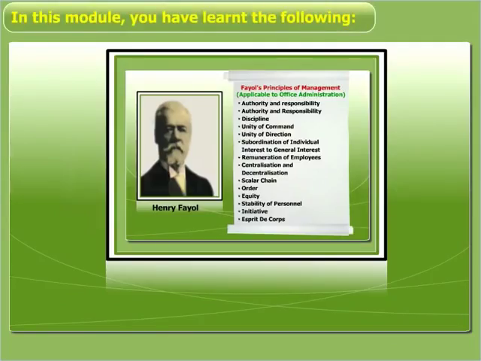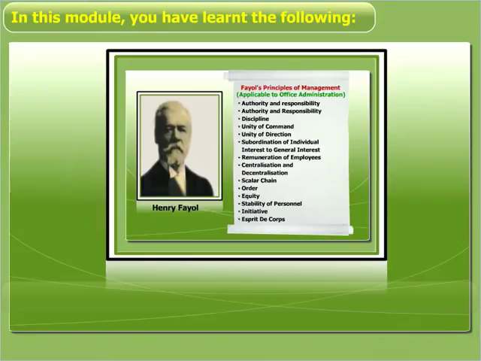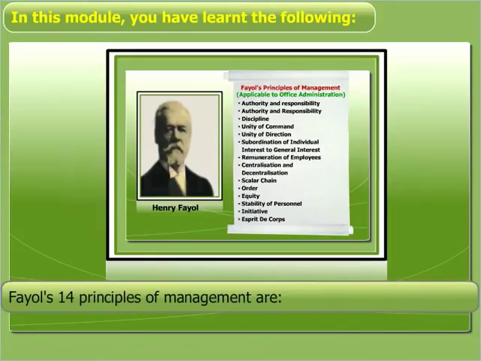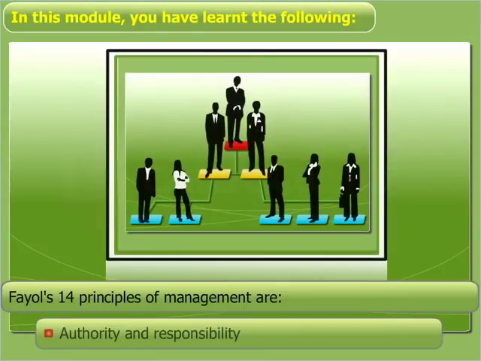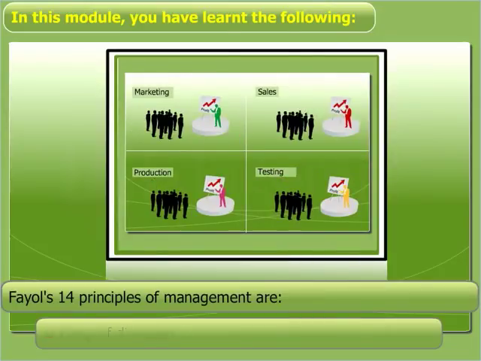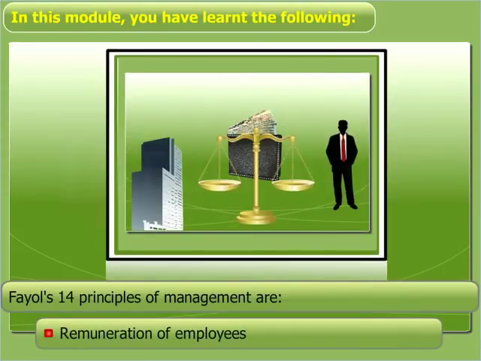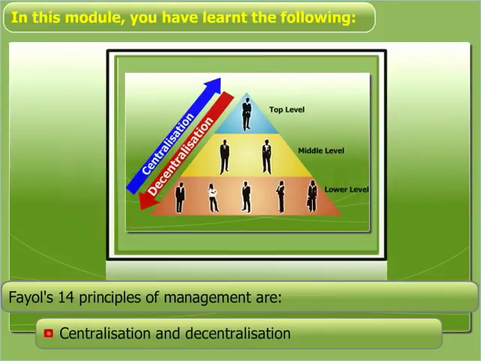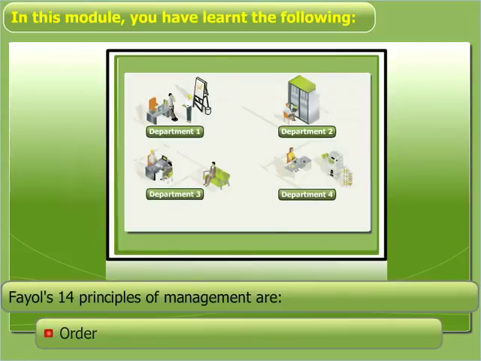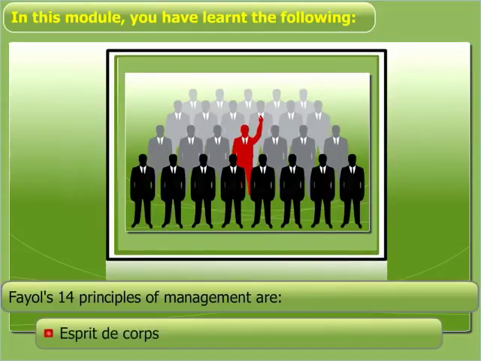In this module, you have learnt the following. Henry Fayol, known as the father of general management, developed 14 principles of management applicable to office administration. Fayol's 14 principles of management are division of work, authority and responsibility, discipline, unity of command, unity of direction, subordination of individual interest to general interest, remuneration of employees, centralization and decentralization, scalar chain, order, equity, stability of personnel, initiative, and esprit de corps.